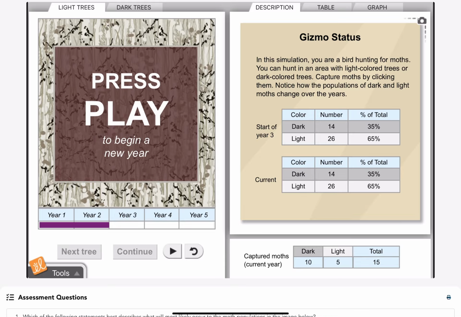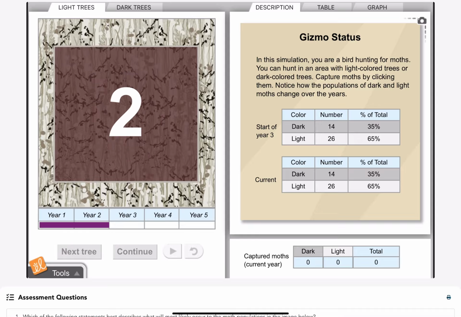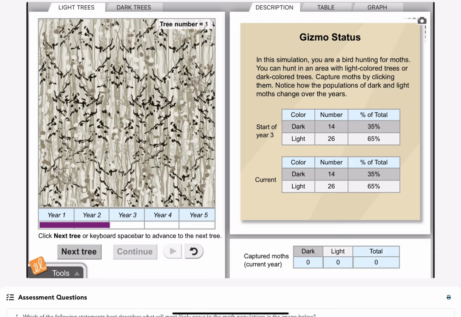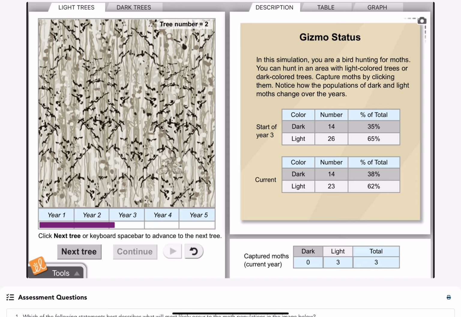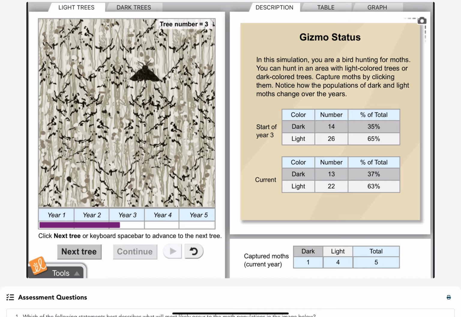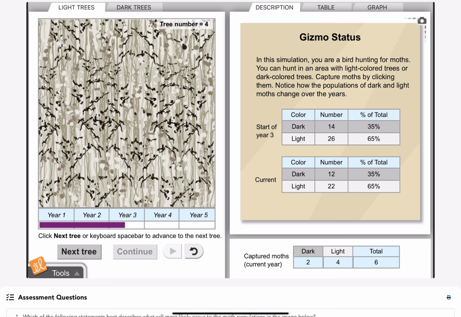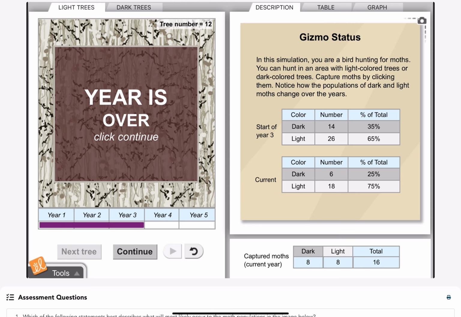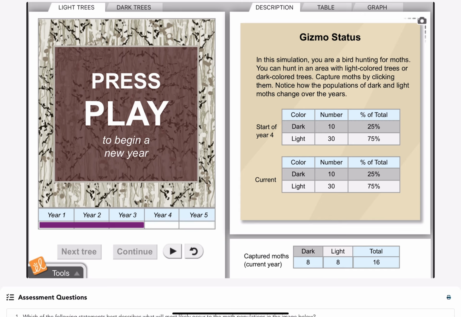Year 3. Now that they've reproduced, we have 14 dark moths and 26 light moths. Let's see how this year goes. Awesome. I see a couple of white moths here and there. My eyesight is not very good, so if you see them, I apologize. Oh, these are so hard to find. Where are they? Okay, the year is over and we have 6 dark moths and 18 light moths. After they reproduce, we're going to have 10 dark moths and 30 light moths, and then the years have gone by.